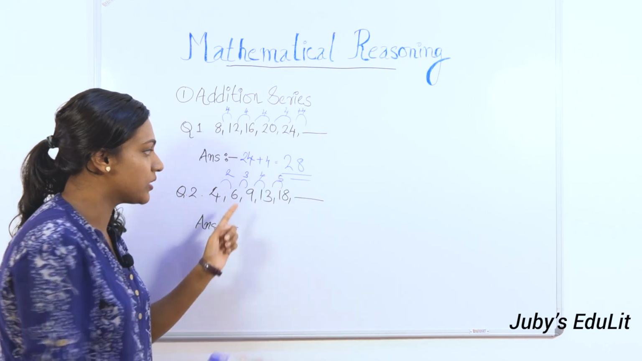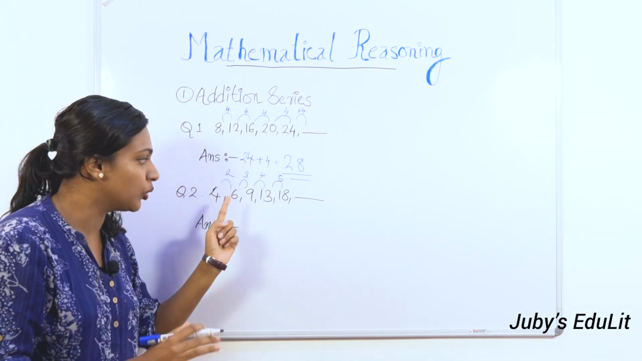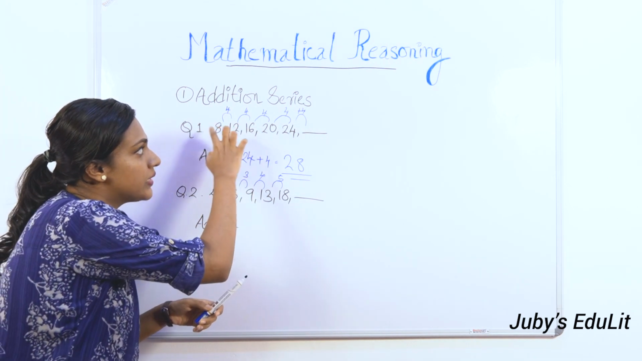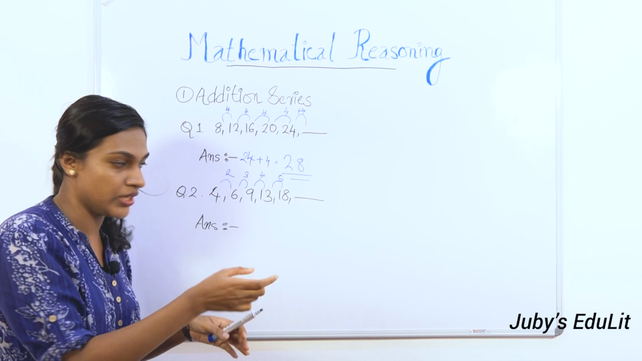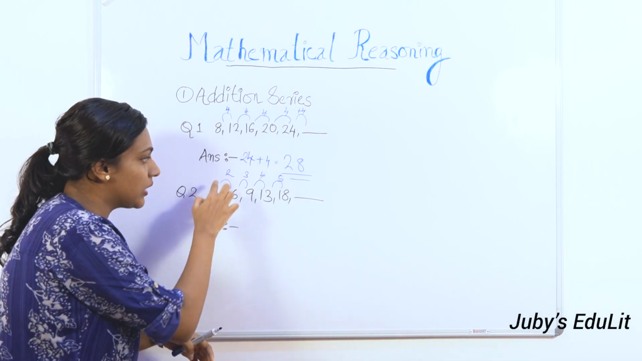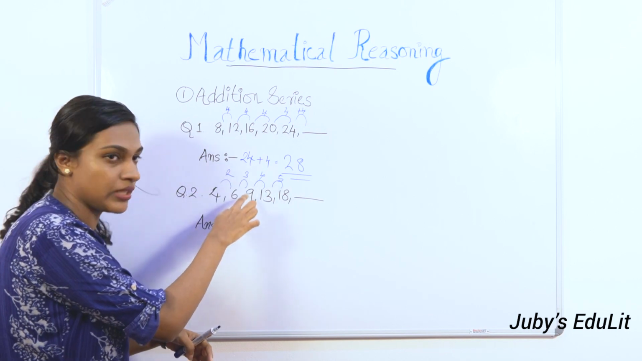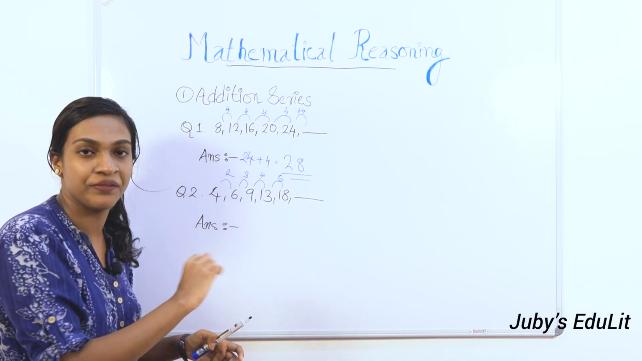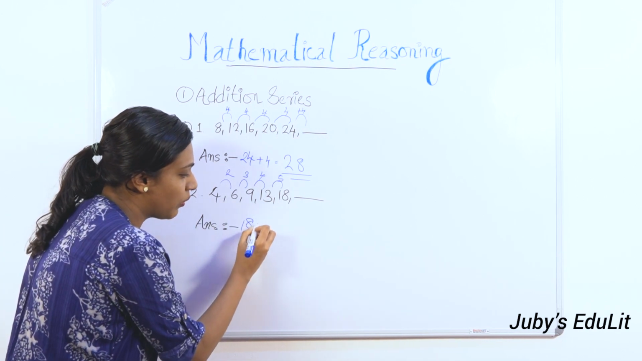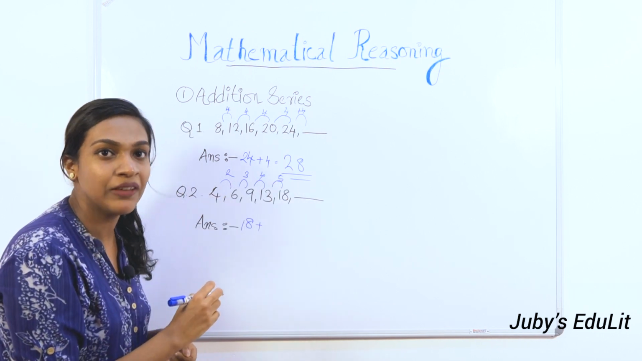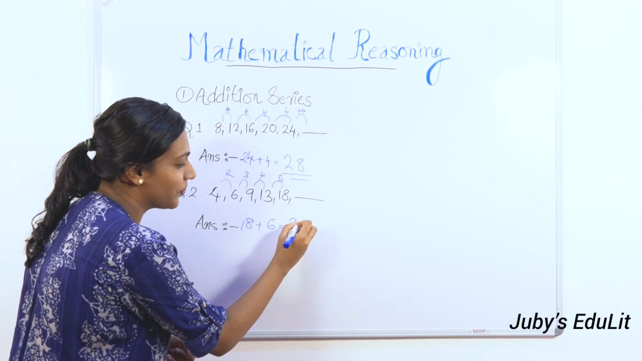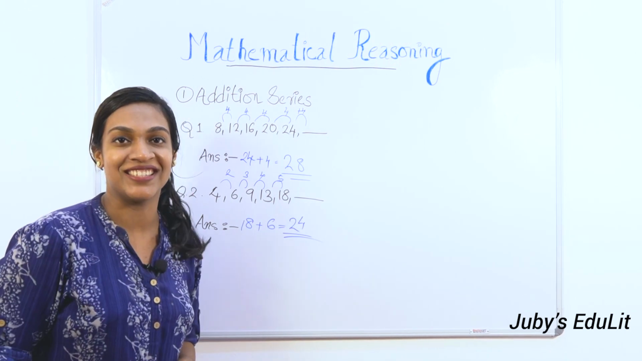Now you understand that a number is added to each term and it goes on increasing. Here, unlike the previous series, the number which is added keeps increasing. The first is 2, then 3, then 4, then 5. So for the answer, 18 plus, what is the next number after 5? It is 6. So 18 plus 6 is 24, which is the right answer.